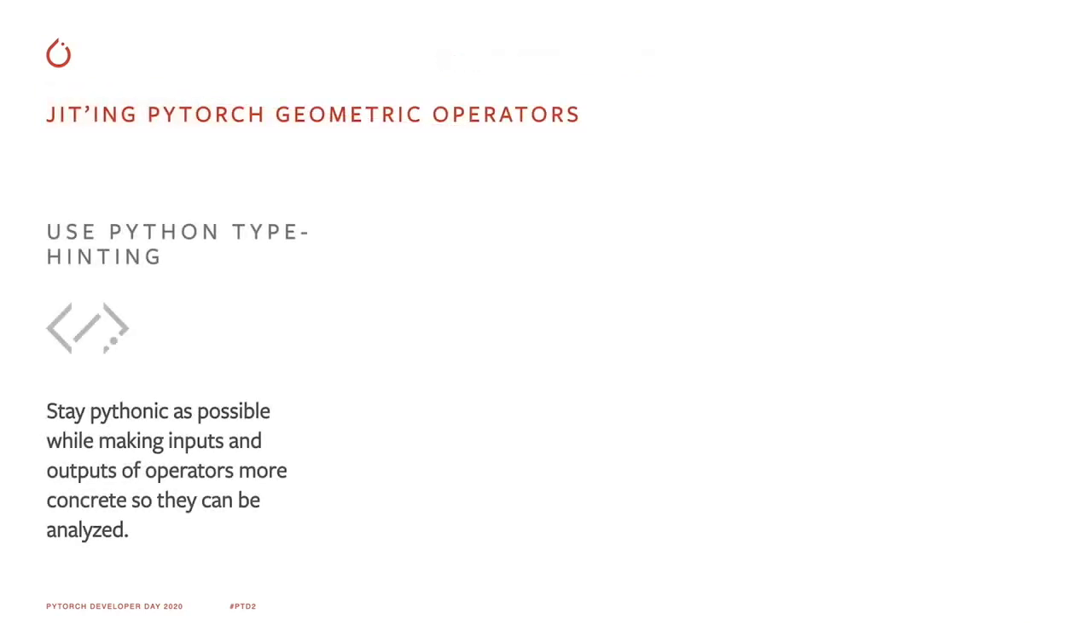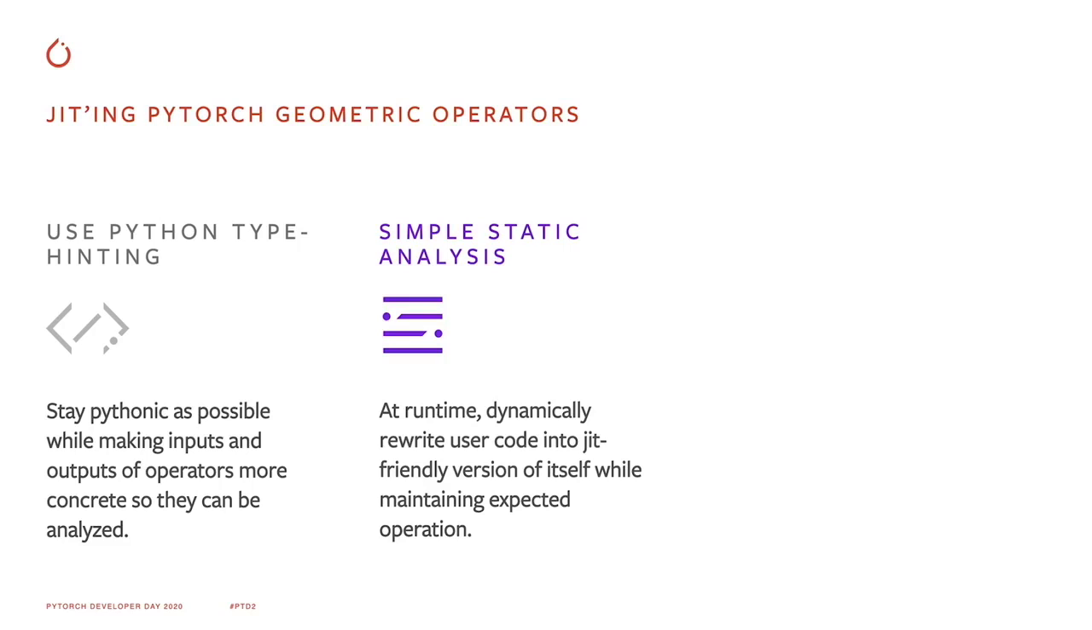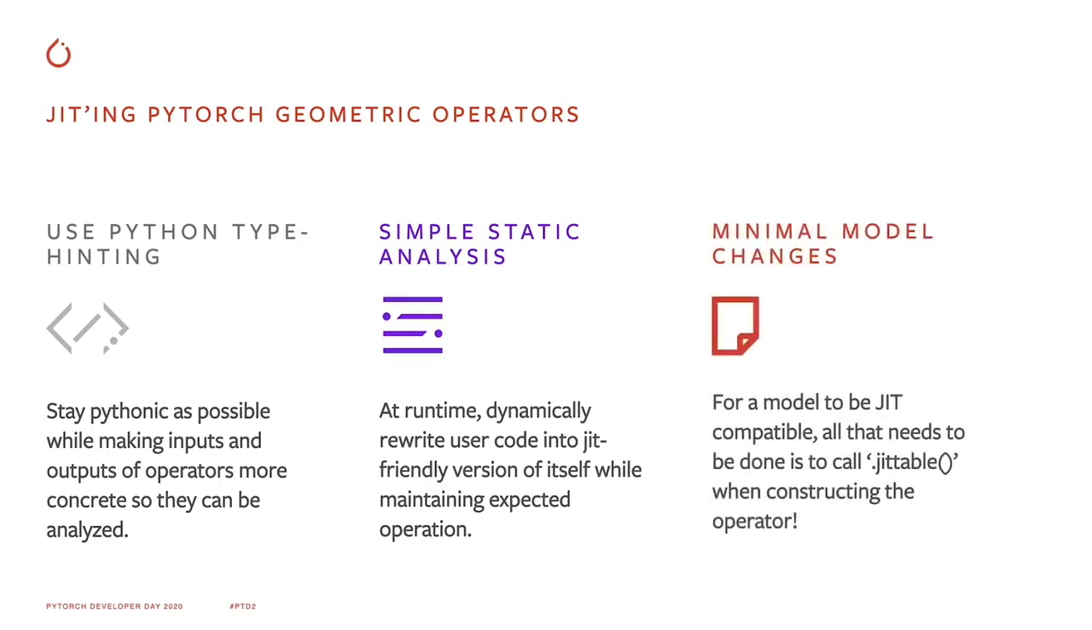So how did we achieve this? We started off by using Python type hinting, in order to stay as Pythonic as possible while making the inputs and outputs of the operators more concrete so they could be statically analyzed by the JIT and compiled down. In order to get there, we do a simple static analysis on what the user provides. So we dynamically rewrite the user code when they ask for a JITable version of their module, and maintain exactly the operations that they expect whilst doing this.